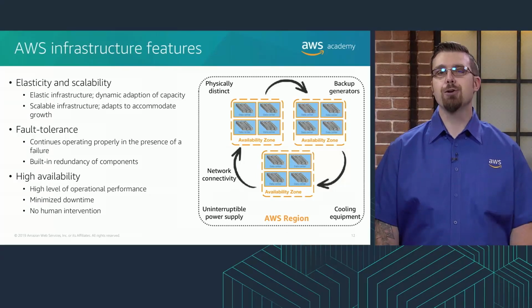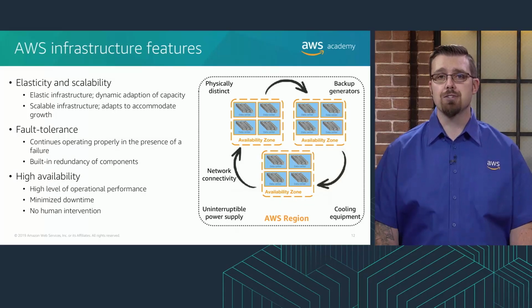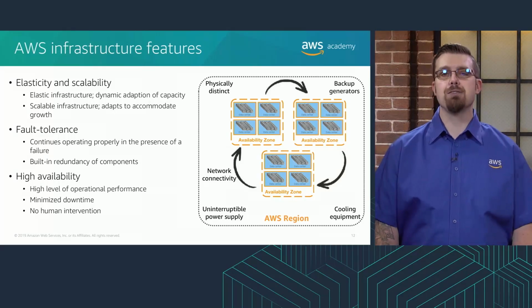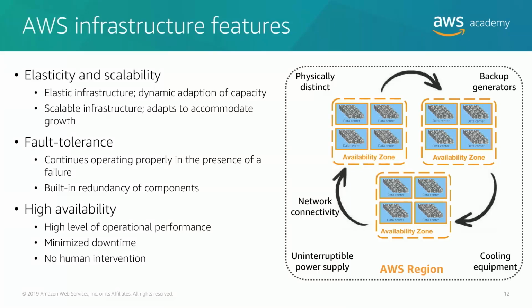Now that you have a good understanding of the major components that describe the AWS global infrastructure, let's consider the benefits provided by the infrastructure. The AWS global infrastructure has several valuable features. First, it's elastic and scalable. That means resources can dynamically adjust or increase or decrease in capacity requirements. It can also rapidly adjust to accommodate growth.